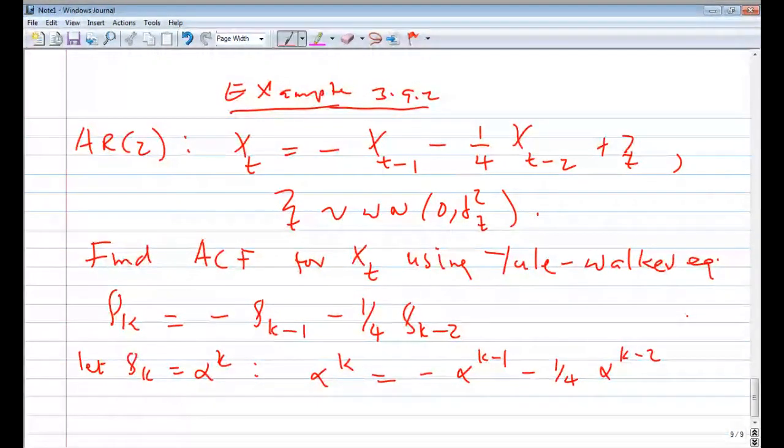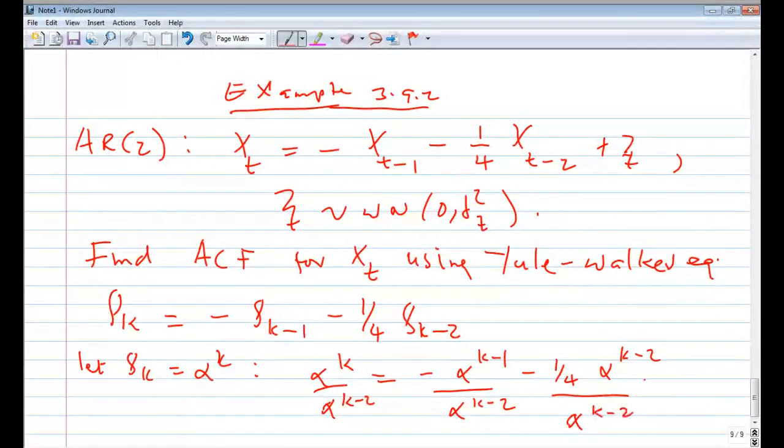Are we there? Then divide by the lowest power. So we are going to divide it by alpha to the power k minus 2. Then what is the answer now? What is the equation?